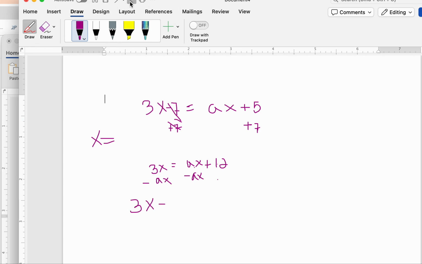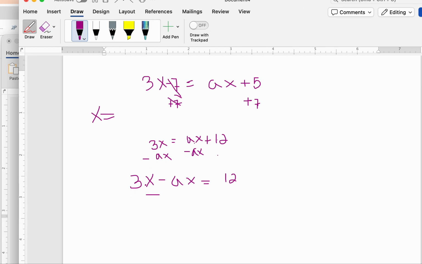Now we end up with 3x minus ax equals 12. Okay, now we see here that we can't just combine like terms because we don't know what 3 minus a is, right? But we are kind of combining like terms by taking out the common factor. So we take out this common factor x.